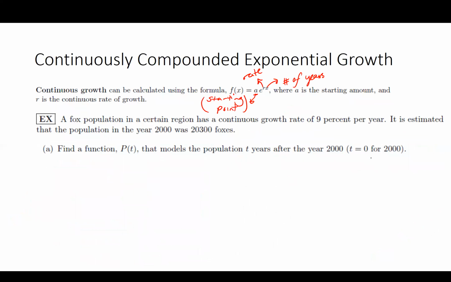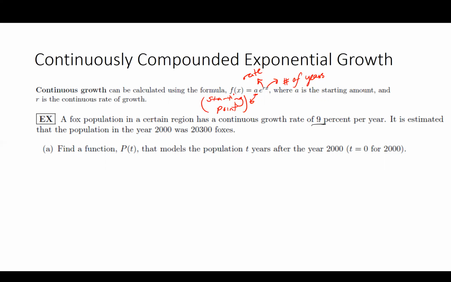So now let's talk about our fox population again. So let's suppose our fox population in a certain region has a continuous growth rate of 9% per year. That means that there's not a set number of compounds of fox population. So it's not like foxes are mating and reproducing monthly. They're just constantly reproducing.